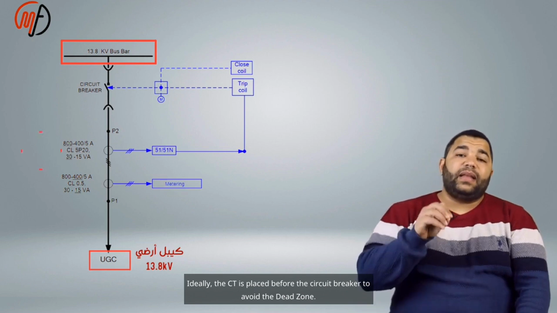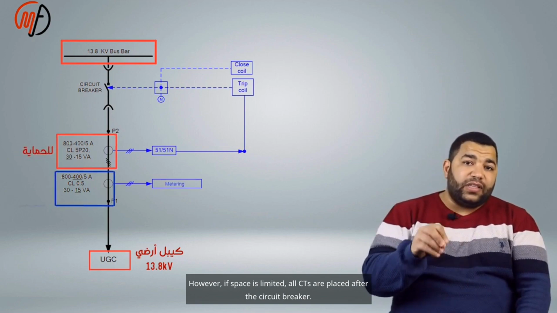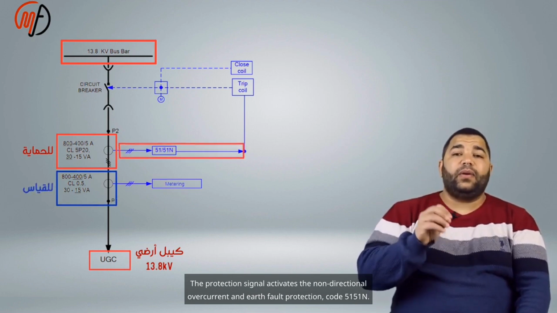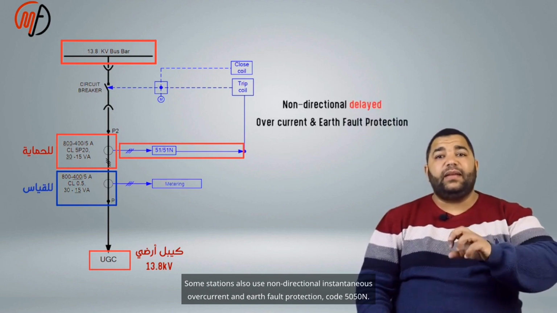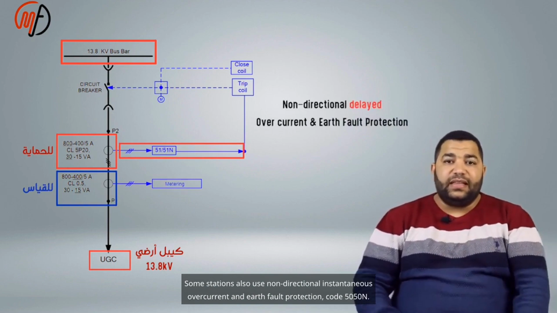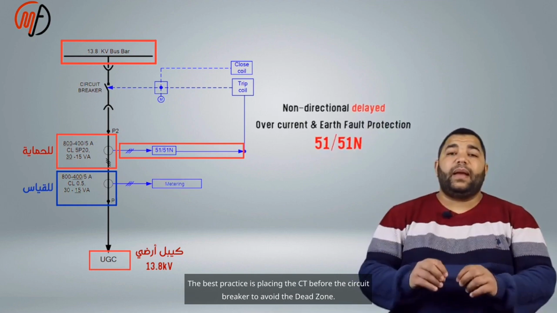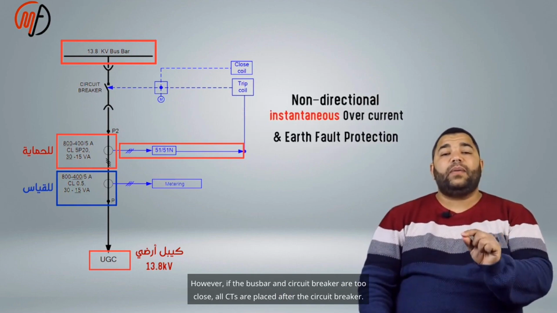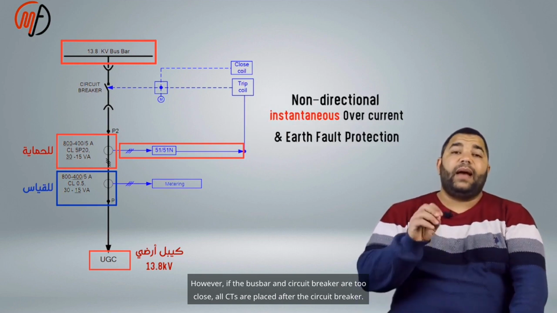Ideally, the CT is placed before the circuit breaker to avoid the dead zone. However, if space is limited, all CTs are placed after the circuit breaker. The protection signal activates the non-directional overcurrent and earth fault protection, code 51/51N. Some stations also use non-directional instantaneous overcurrent and earth fault protection, code 50/50N. The best practice is placing the CT before the circuit breaker to avoid the dead zone. However, if the bus bar and circuit breaker are too close, all CTs are placed after the circuit breaker.